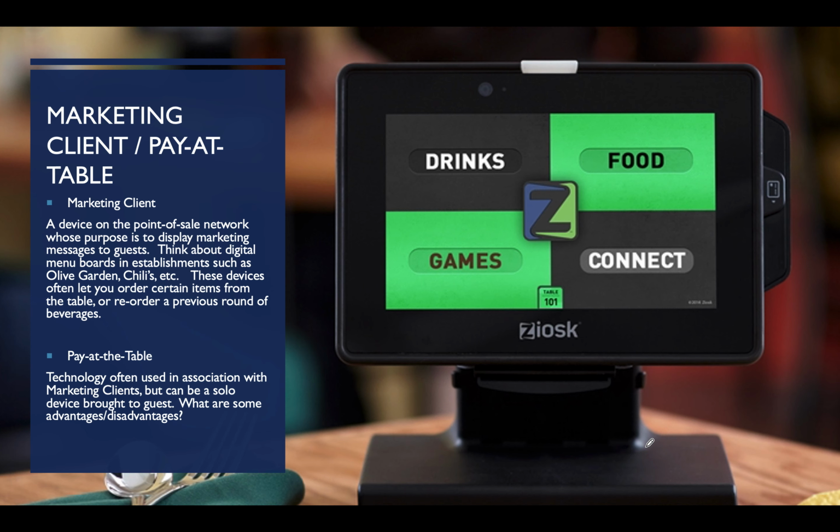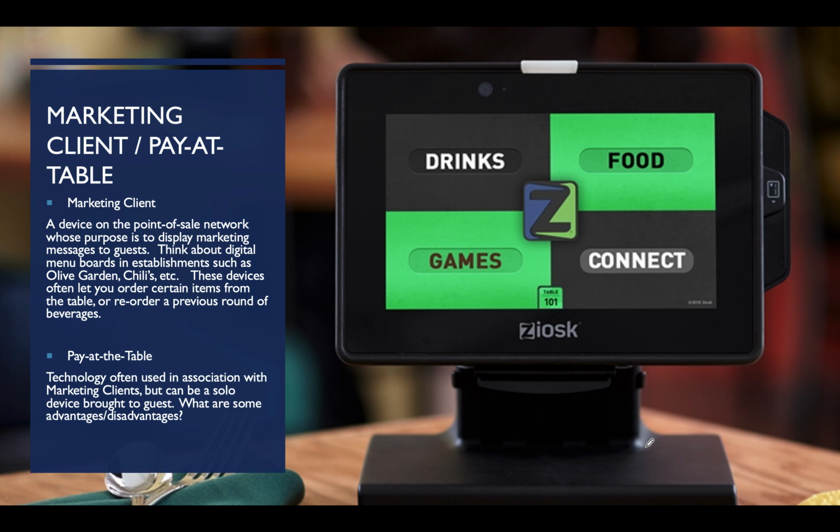This is the marketing client, and what it'll do is flash photos or videos of appetizers or dinner specials or drink specials to try to entice you to order more, or order another round without having to wait for the server to come over. So with the marketing client, internal marketing, the guest is already there in the restaurant. It's tied to the point-of-sale network. So when someone rings something in off one of these, like you order another drink, it prints out at the bar and then the bartender makes it.